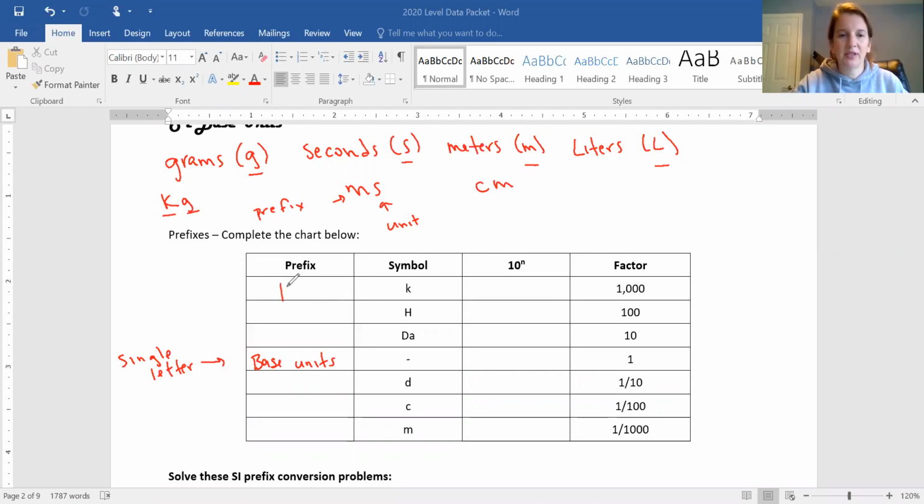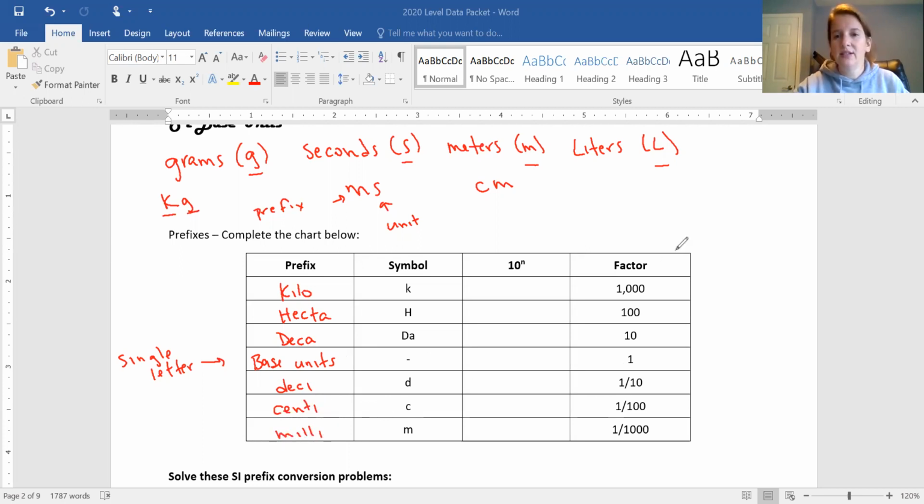The K is going to represent kilo, like kilometer or kilograms. H is for hecta. DA is for deca. Now remember this right here, this row here, that's our base unit. They do not get a prefix, it's just a single letter. The little d is deci. The C is for centi. And the M is for milli.